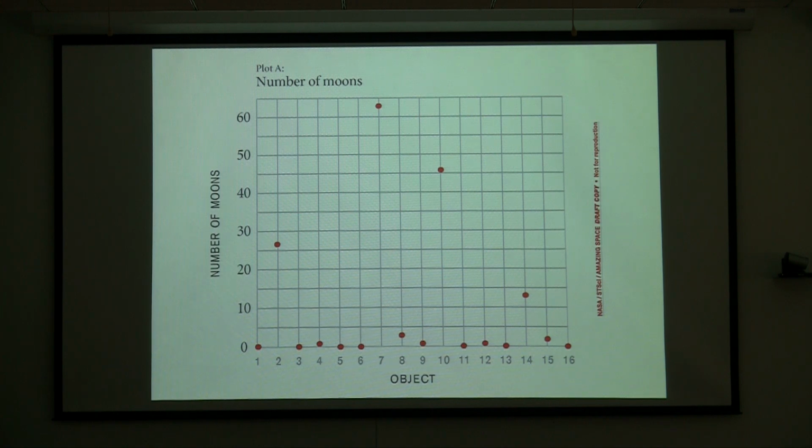Most all have less than 5. Okay, there are a lot of them that have less than 5 moons. How many of them? All except 4. Okay, so 16 minus 4 would be 12. 12 objects have less than 5 moons. Okay? Anything else somebody would like to tell me about this graph?